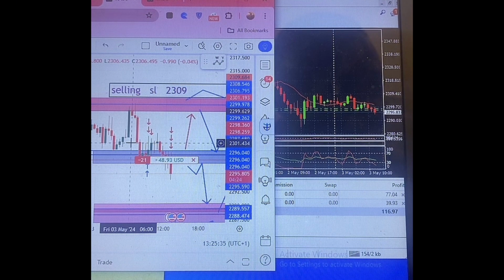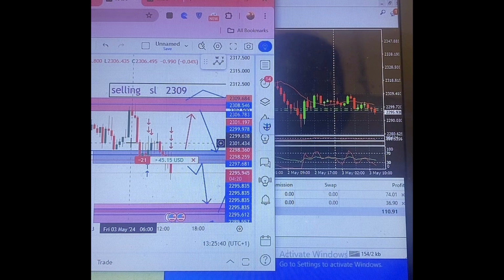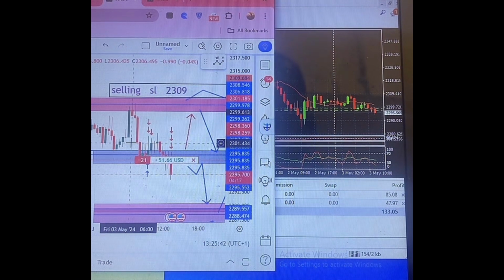So I will start securing. I've made about $117 for this trade. So all we need to do is just wait patiently for it.